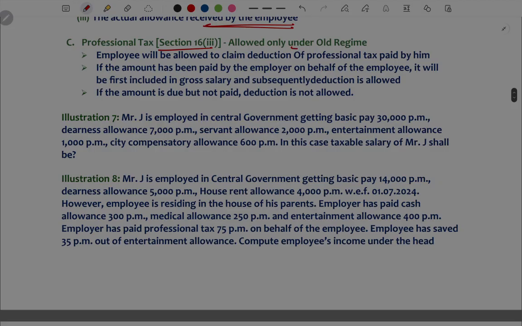Professional tax is allowed only under the old regime. An employee will be allowed to claim deduction of the professional tax paid by him. If the amount has been paid by the employer on behalf of the employee, it will first be included in the gross salary and subsequently deduction is allowed. If the amount is due but not paid, deduction is not allowed.